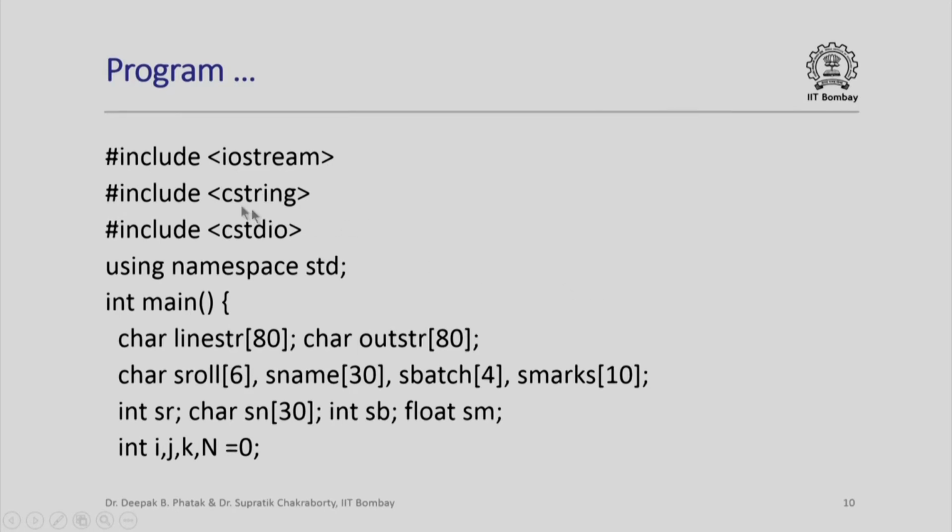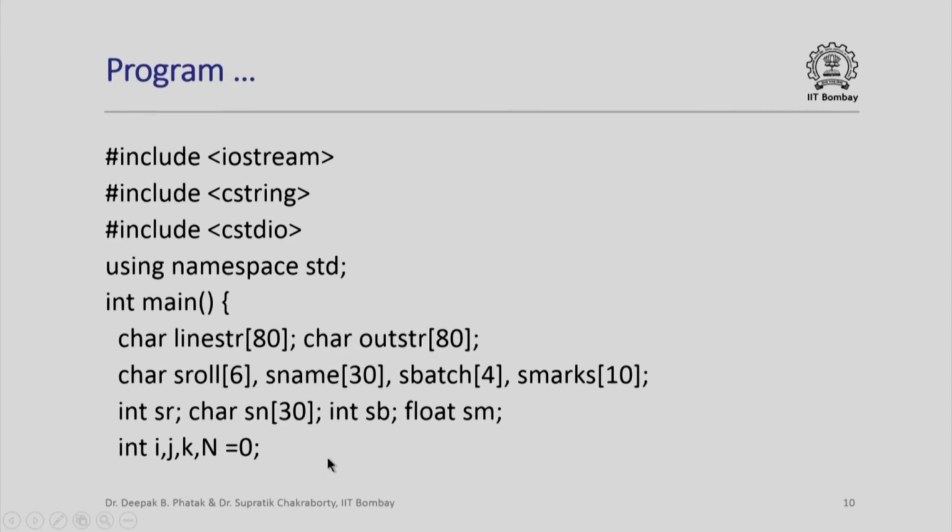So, the program begins by standard inclusion. Notice that we have defined line string of 80 characters and out string of 80 characters, the input and output character strings. We have used sRole, sname, sbatch and smarks. These are 4 character arrays to store 4 parts. We also have variables of the type int sr, char sn[30], int sb and float sm. These are to temporarily store the values in internal format that we get from these 4 character strings.